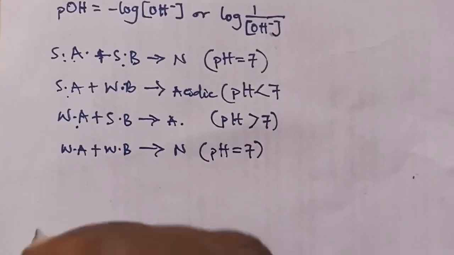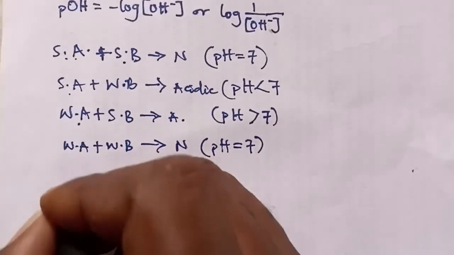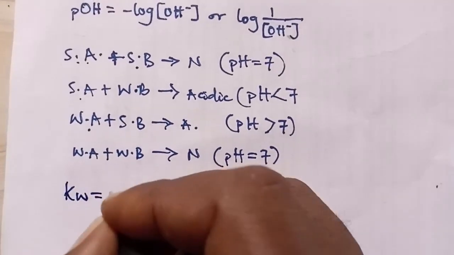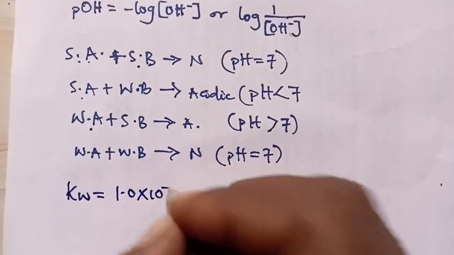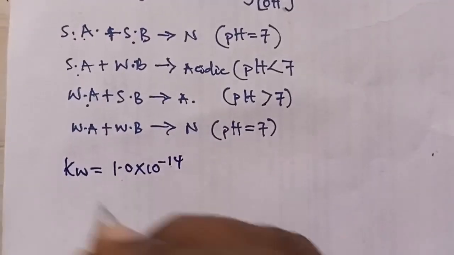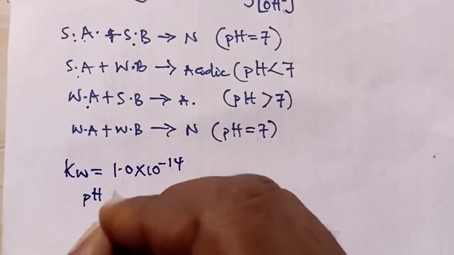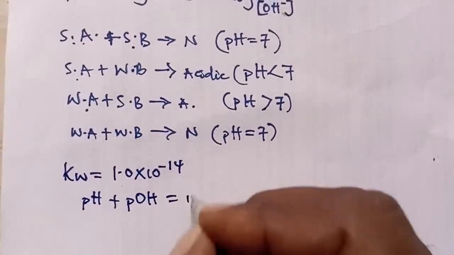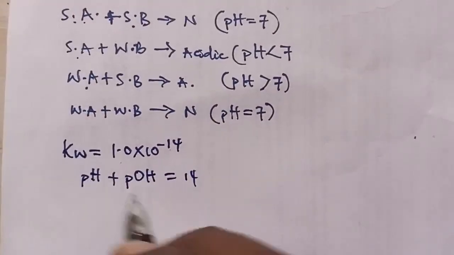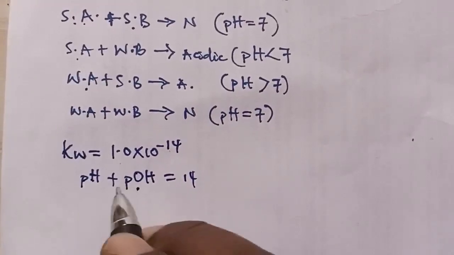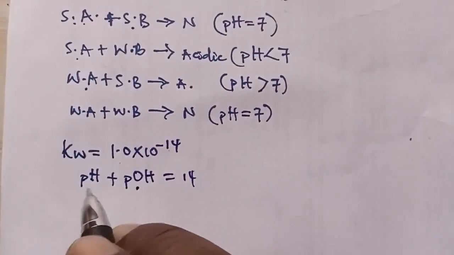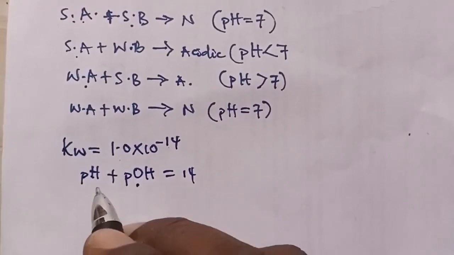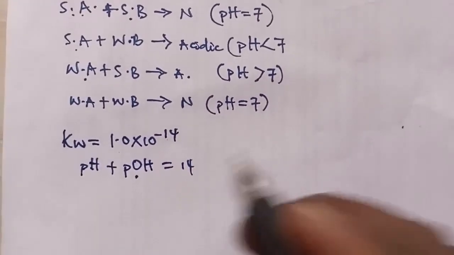And we also need to note that for distilled water or pure water, the ionic product of distilled water is equal to 1.0 times 10 raised to power minus 14. What this means is that pH plus pOH is equal to 14. Because of that, pH is 7, pOH is 7 for pure water. It means that the concentration of hydrogen ion and the concentration of hydroxy ion are equal, and both are 7. 7 plus 7 gives us 14.